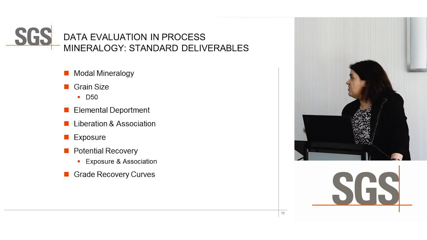The next one, which is standard in process mineralogy, is liberation and association. You're looking at how liberated a particular mineral is and what the middling particles are associated with. The next one, exposure, is a little bit adapted from liberation. We're looking at the exposure of a mineral, and this exposure can be for flotation or leaching. How much is that mineral exposed to be leached or to be floated? Potential recovery is basically a mixture of exposure and association.